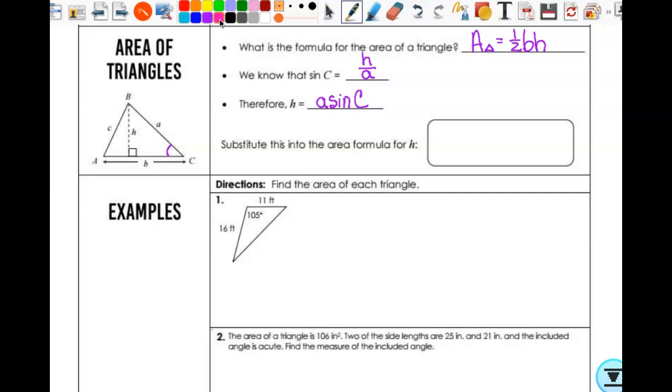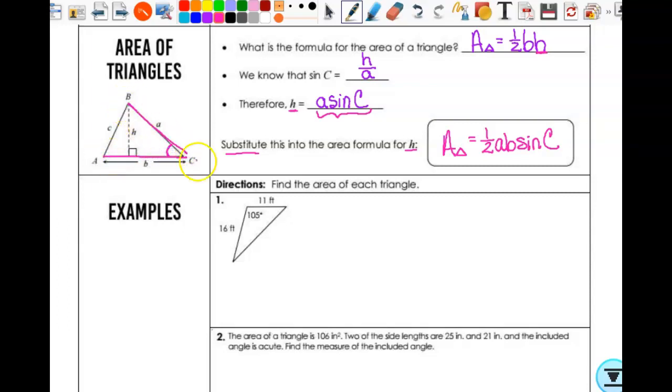Okay. Everybody with me so far? So then we can do some substitutions. We're going to substitute this into the area formula for h. So here's my h in my area formula. Instead of h, it's going to be a times the sine of C. And when I do that, I'll get 1/2 times b times a times the sine of C. But when I write that, I'm going to flip the a and b around because the actual formula always has things alphabetical. It looks like this. Area of the triangle is equal to 1/2 a times b times the sine of angle C. Okay. So this is a times b times the sine of angle C.